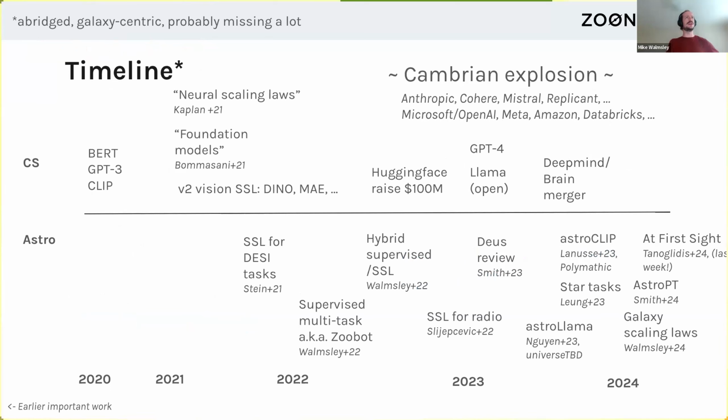This is the kind of timeline for foundation models in astronomy and CS above. So in computer science, we have sort of the foundation models paper I quoted at the start, the Kaplan paper, and we have a lot of clever vision stuff coming out like Dino, masked autoencoders, etc. And then the last couple of years, I'm not even going to attempt to summarize this explosion in large models.